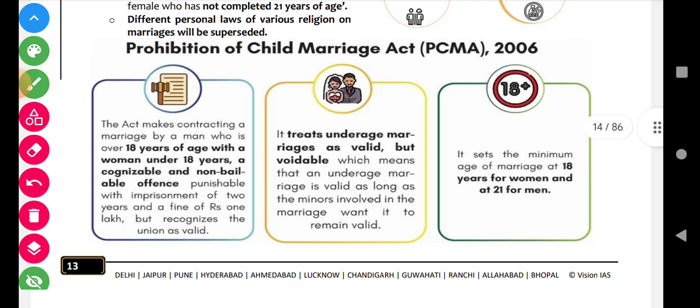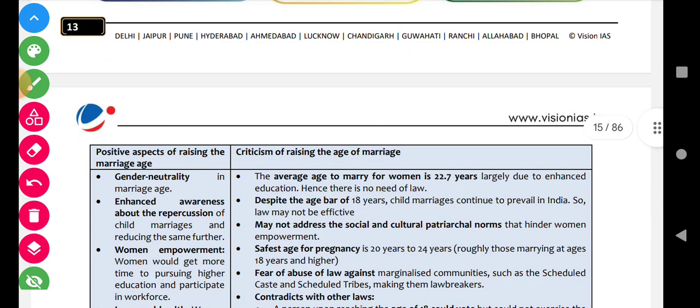Next is the Prohibition of Child Marriage Act 2006. So these are the features of the Prohibition of Child Marriage Act: 18 years of age for women and 21 years of age for men, and it treats underage marriages as valid but voidable. So these are the features of the Prohibition of Child Marriage Act 2006.